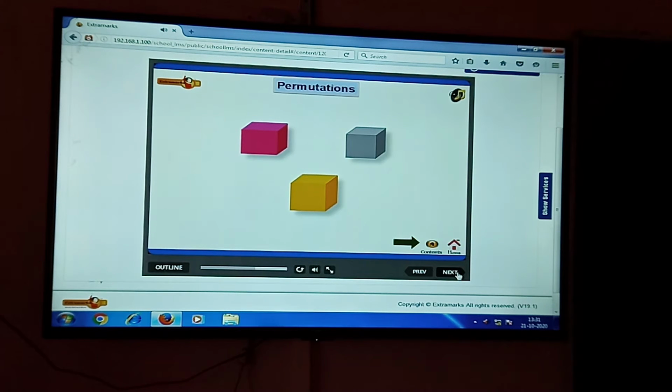Let us consider the following situation. We have three cubes of different colors. If we want to arrange these cubes in a line, then how many arrangements are possible?